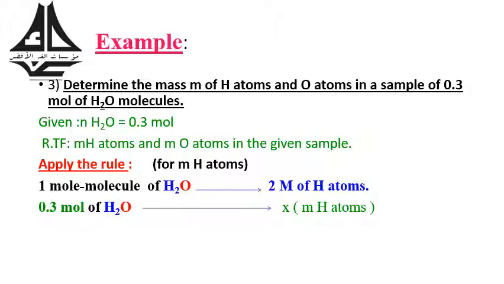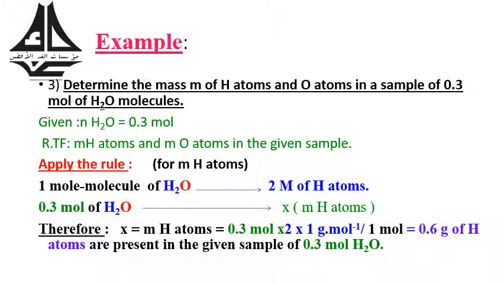So the given sample, how much mass of each atom would it have? Therefore, X, which is the mass of each atom in the given sample, equals 0.3 mole times 2 times 1 gram per mole over 1 mole, equals 0.6 gram of H atoms present in the given sample of 0.3 mole of water.